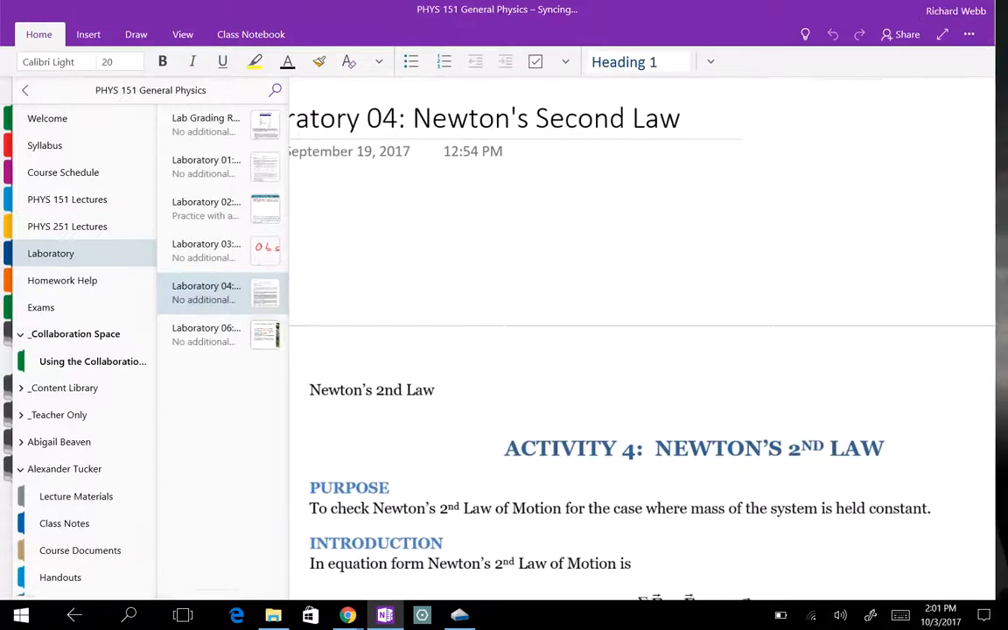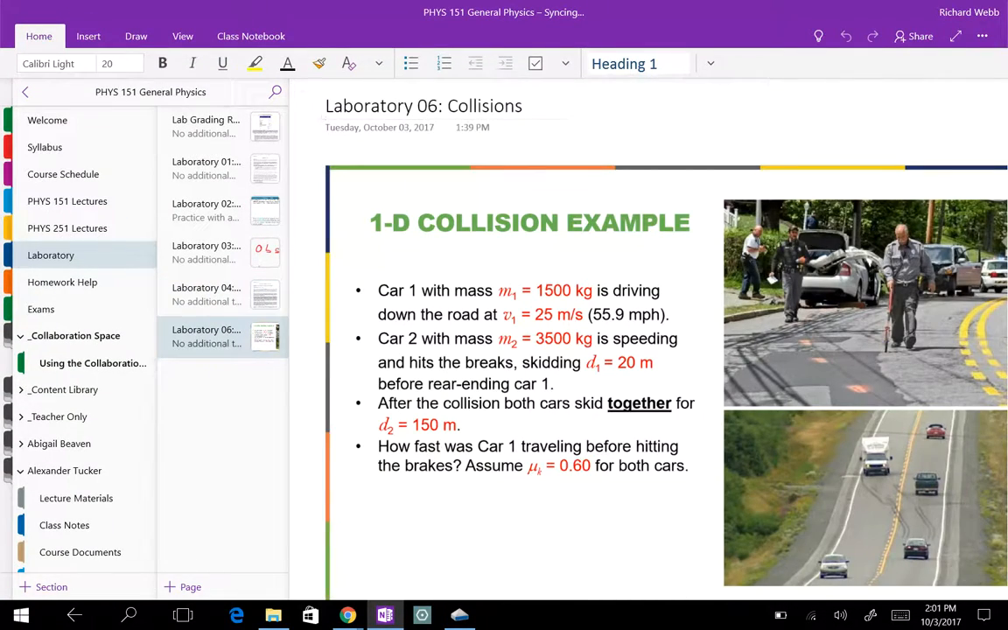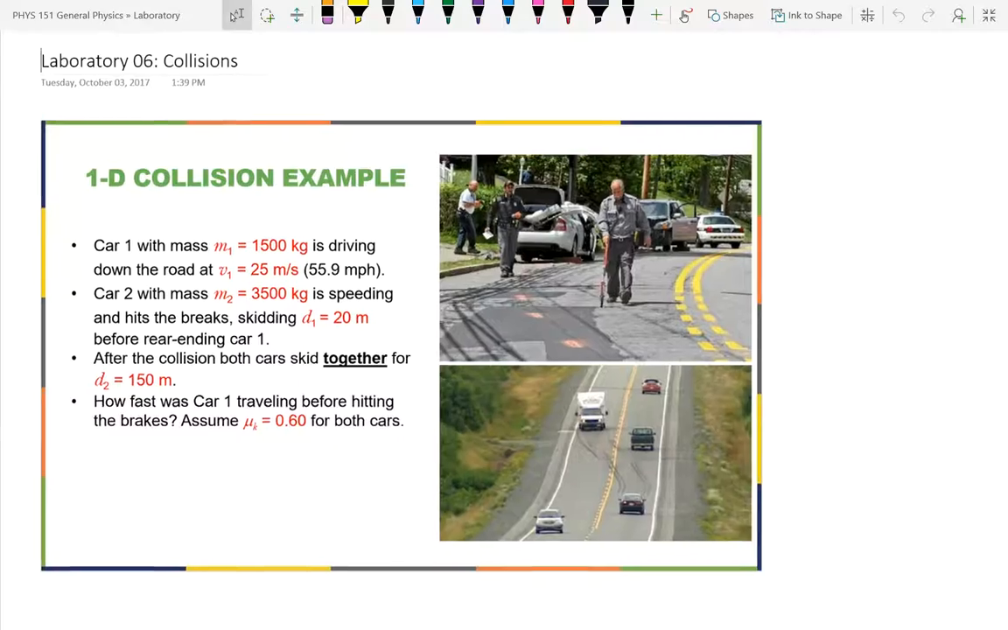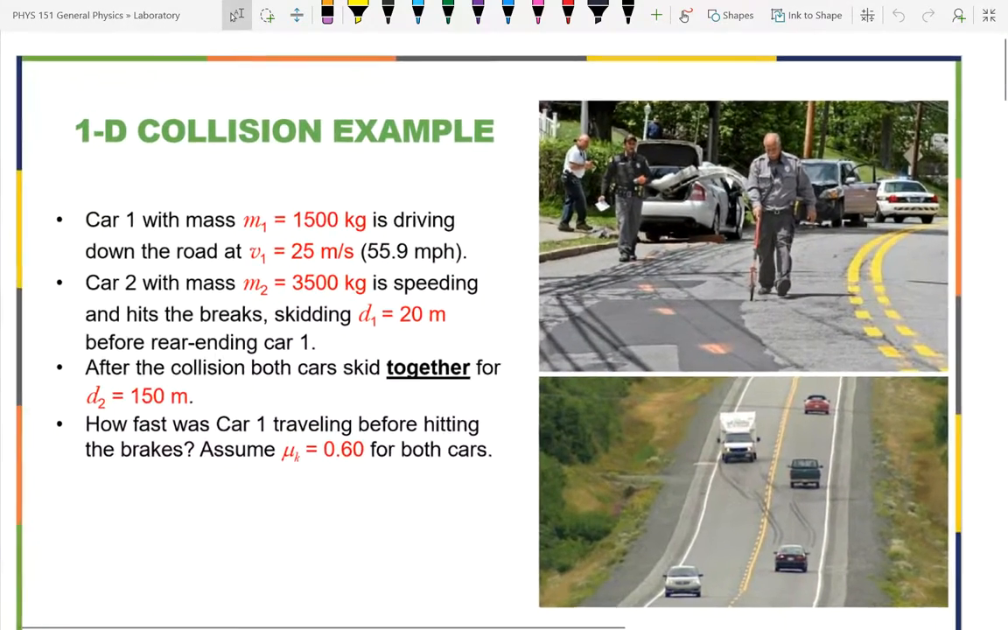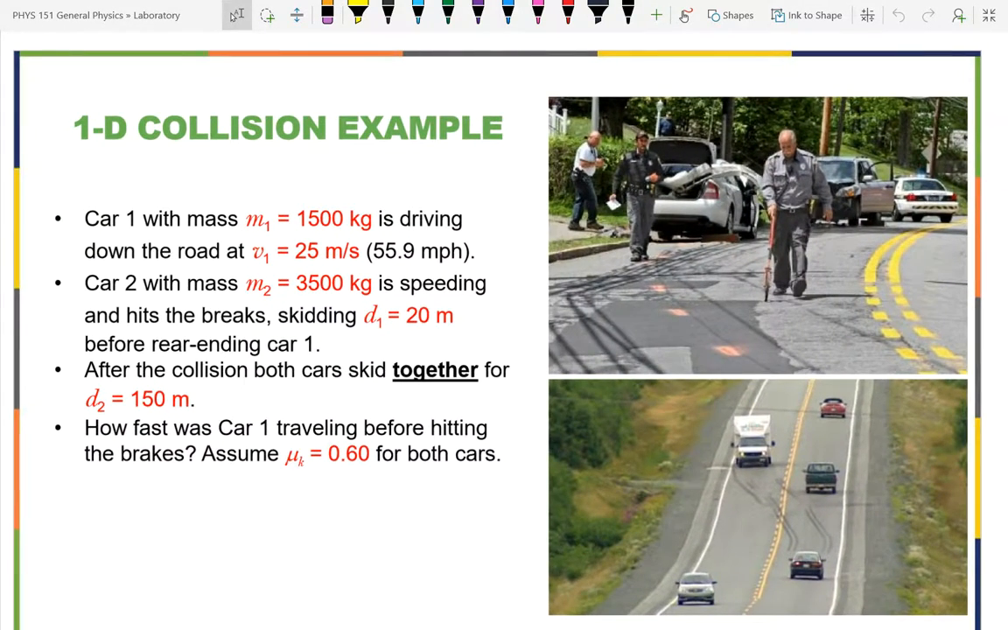The lab we're doing today is lab 6. Last week we didn't do the lab because I wasn't here. And so you had problem solving instead, which I assume was sarcastic.